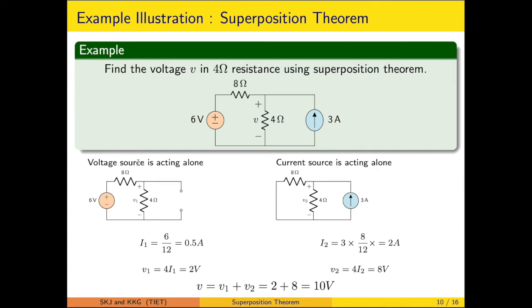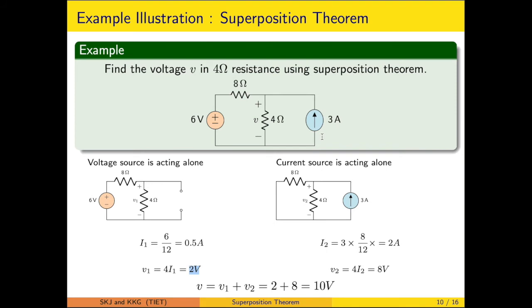So here, when the voltage source is considered to be acting alone, the current source is open circuited. Correspondingly, the circuit results in a simple circuit which is just like a potential divider. So the voltage across this is calculated, and that we designate as V1. That comes out to be 2 volt.